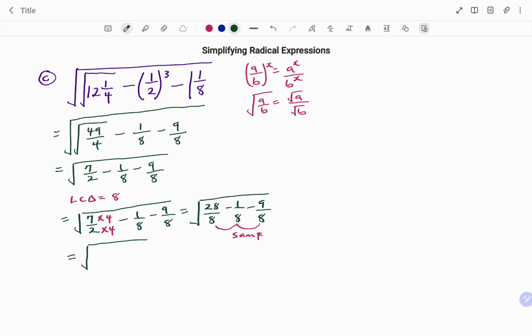I have that over 8, so I have 28 minus 1 minus 9, I have 18. If I simplify by dividing by 2, 2 into 18 is 9, and 2 into 8 will give me 4. I have root of 9 over 4, and by applying the root law, I have that as 3 over 2.